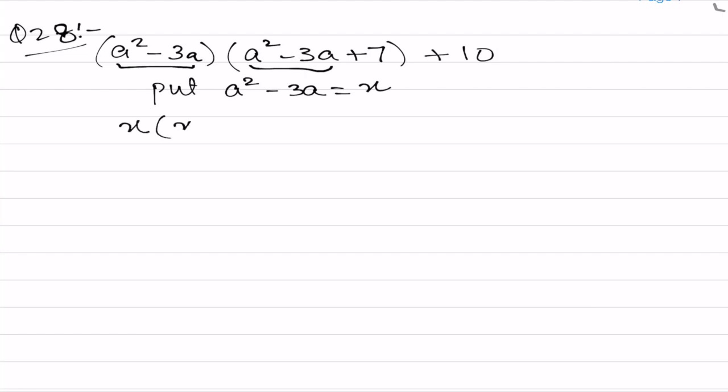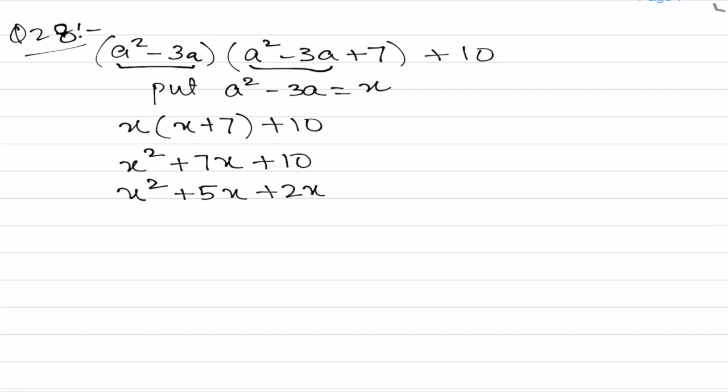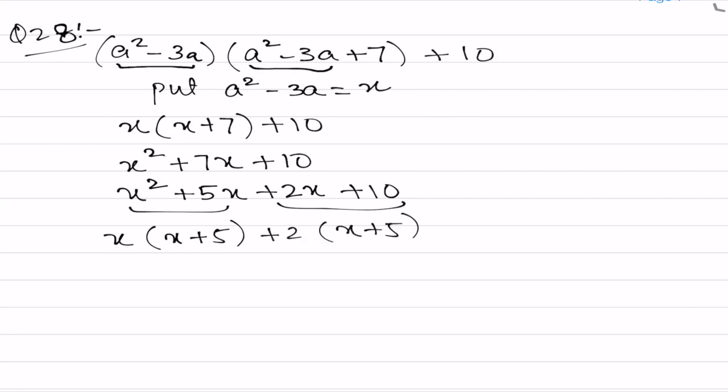x into x plus 7 plus 10. Open the bracket. x square plus 7x plus 10. Split the middle term. We will get the factors 5x plus 2x plus 10. Grouping of the terms. x is common. So x plus 5. Here 2 is common. x plus 5. So factors are x plus 5 and x plus 2. These are the factors. But this is not the answer.